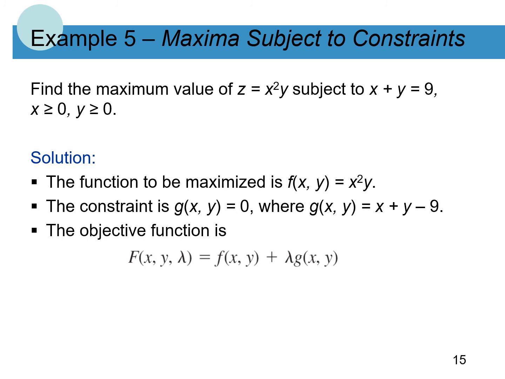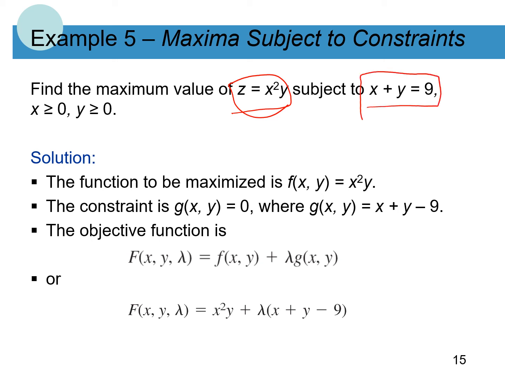The function is given as f of x, y, lambda, that is equal to the objective function plus the constraint function. Therefore, we can set it as f of x, y plus lambda g of x, y, or we can expand it into f of x, y, lambda equal to x squared y, that is given by this function z, plus lambda times x plus y minus 9.